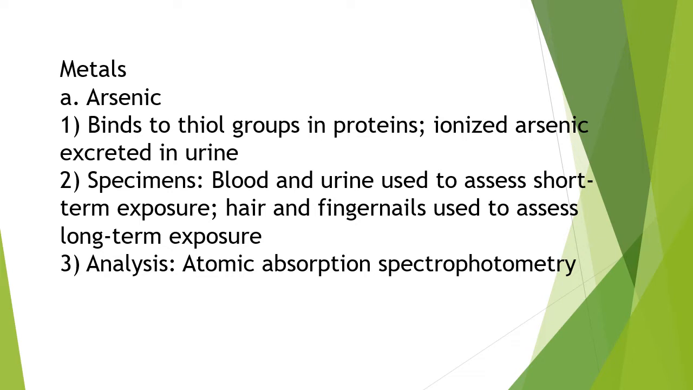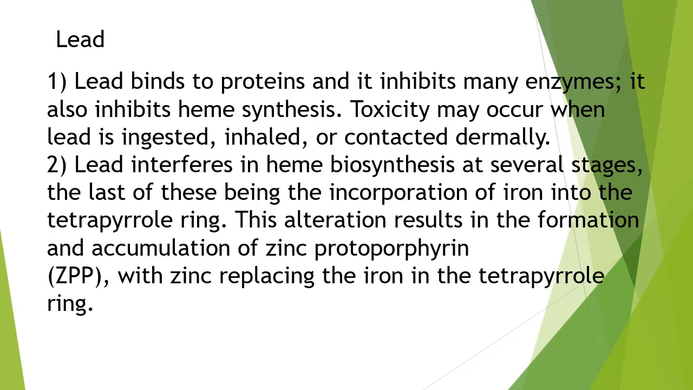Metals, heavy metals. Number one, arsenic. So this binds to thiol groups in proteins, and ionized arsenic is excreted in urine. Specimens can therefore be blood or urine to determine short-term exposure. Aside from that, we can also utilize hair and fingernails to assess long-term exposure. The method of choice for arsenic determination is atomic absorption spectrophotometry.